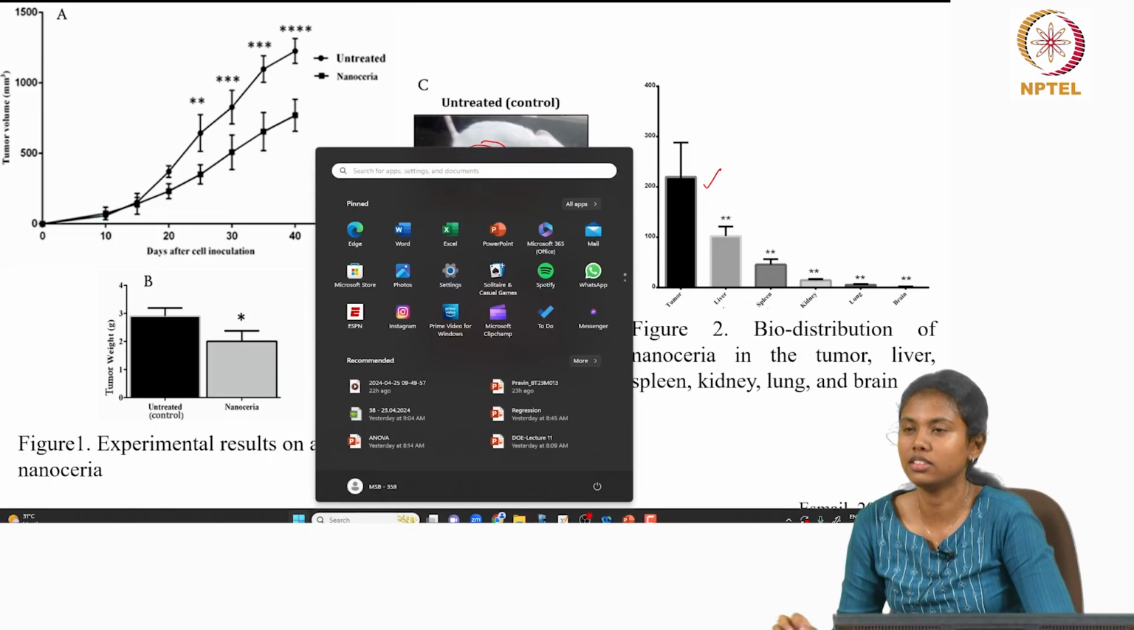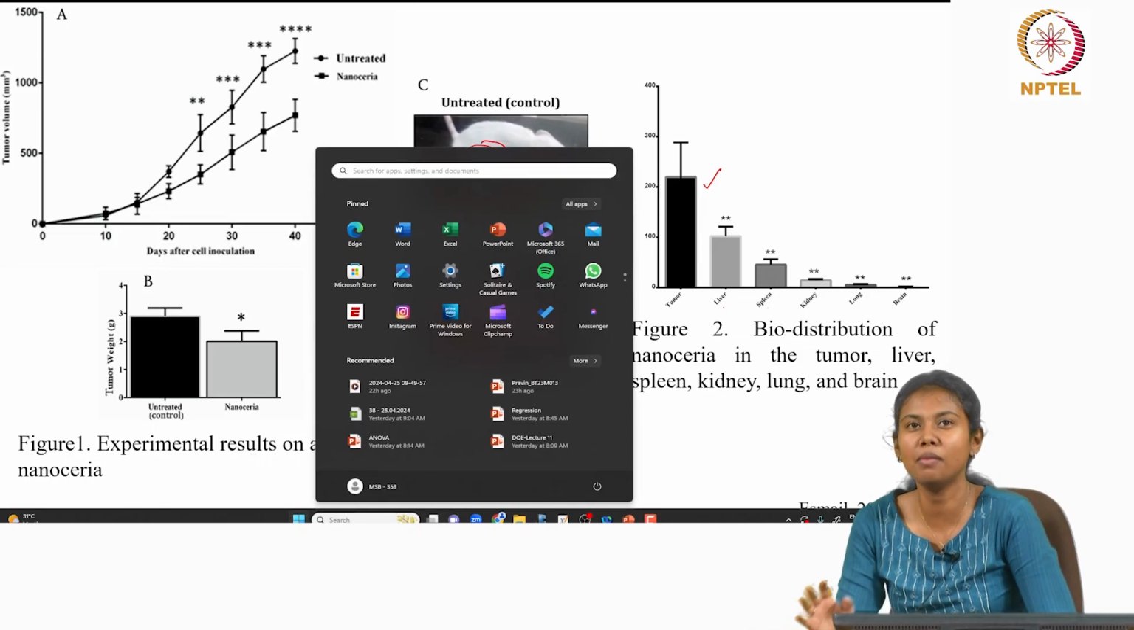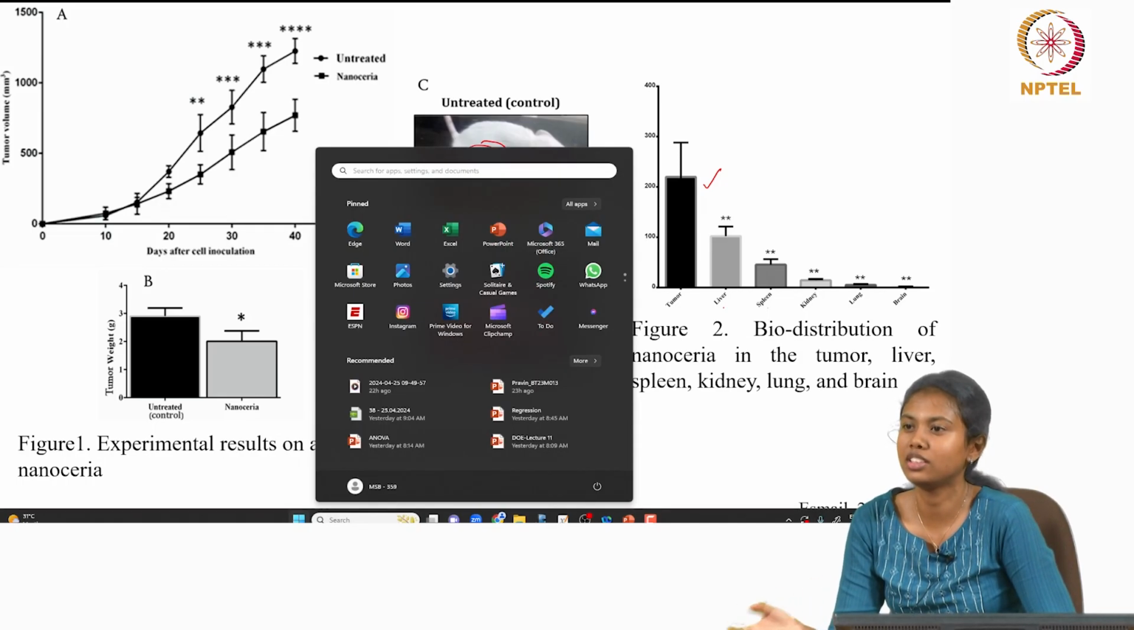No, these are all based on animal studies only, not on human application. But these drugs are actually for humans, right? So they should obviously have been tested on humans also.